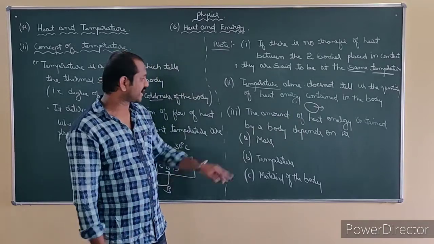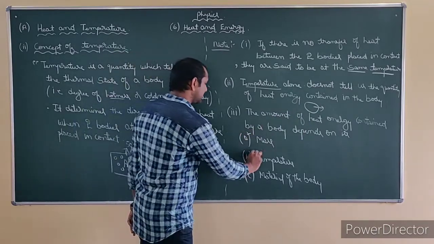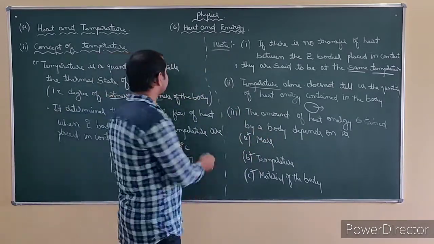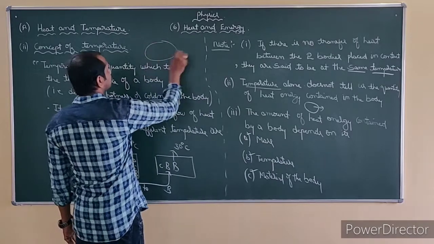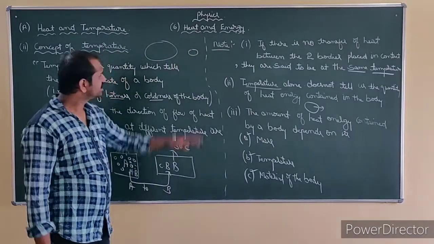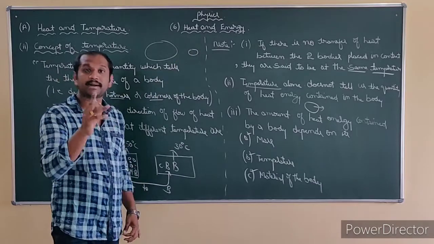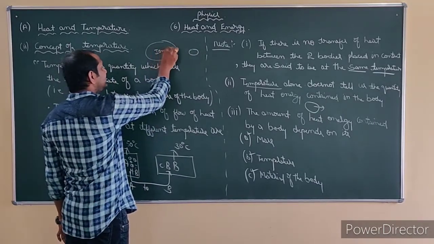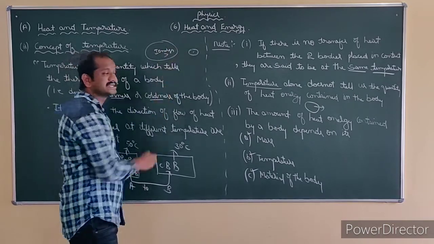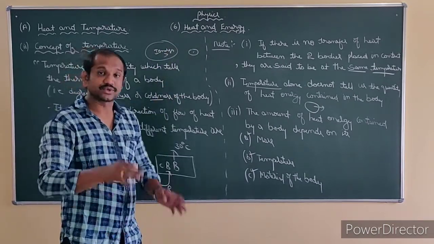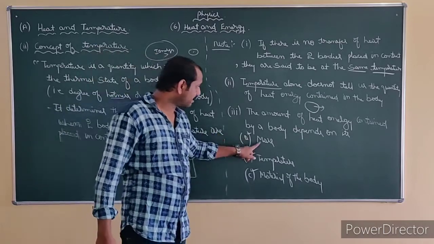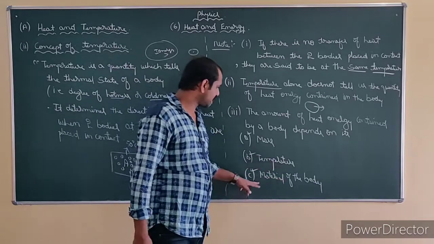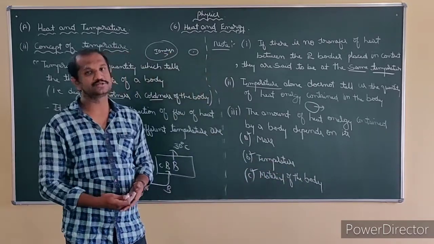So, which are the three other factors? One is mass, temperature, and material of the body. Mass also differs. For example, when you take a big one and a small one, both may be at the same temperature, but the internal energy is more here and less here. Understand? So it depends on the mass, whatever you are taking. Then it is the temperature and the material of the body, which material you choose.